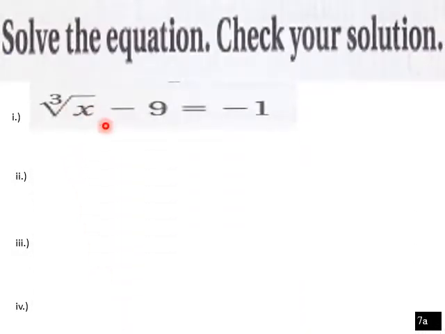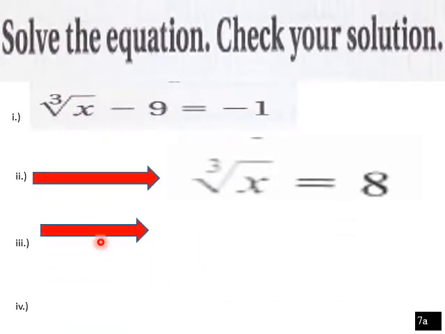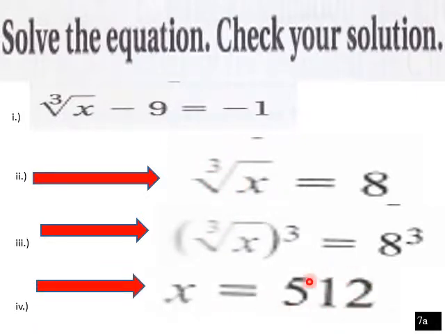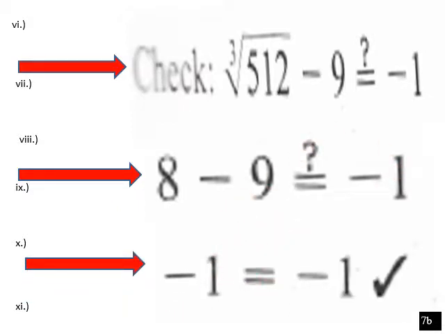We have the cube root of x minus 9 equals -1. So what do we do? We move our -9 over here, we get +8. And then we cube both sides here to get rid of our cube root. Then we have x equals 512. Then we check it, we stick it in there. Does 8 minus 9 equal -1? It does, so the solution checks.